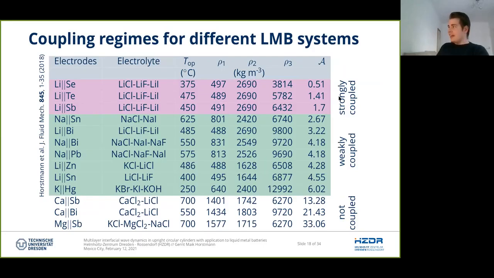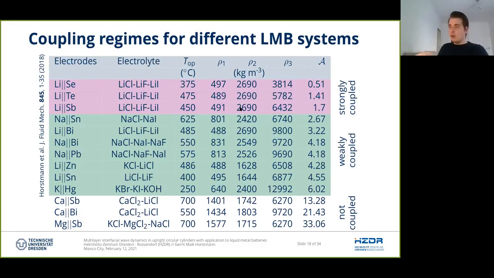This regime here is desirable because here we don't have any short circuits, while this here is the worst regime, provoking short circuits. To some degree, we can maybe influence the density of the second layer, the electrolyte. If we are in this regime here, or in this regime, we can maybe slightly affect the density of the electrolyte to go into another, better regime. This is the only thing we can do, but the coupling theory is independent of the geometry.